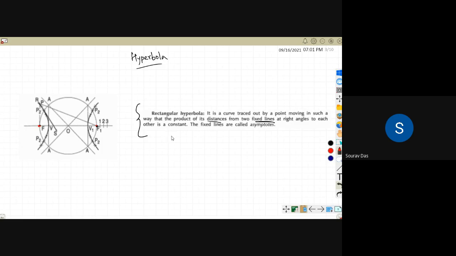So for ellipse we saw that for any point, the sum of the distances, say PF1 and PF2, the sum of the distances from the two focuses was always the same for ellipse. But for hyperbola, the product of the distances between any fixed point and that point is always constant.